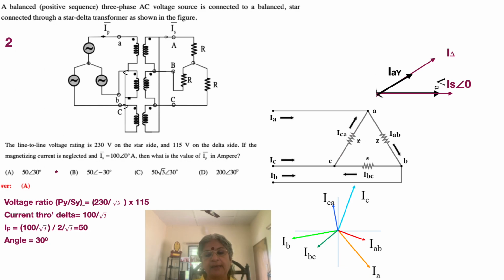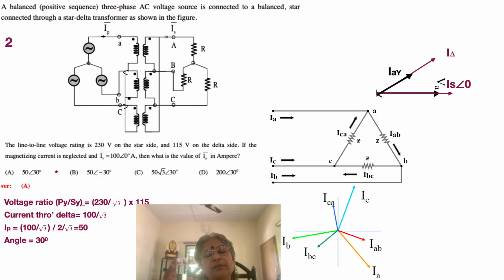If this is the case, then what is IA? IA is equal to IAB minus ICA, in the vector diagram that is shown. So you just project it back and then you get IA.